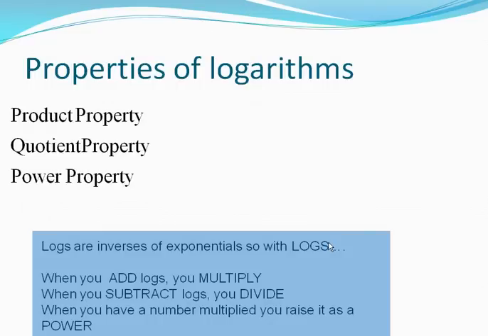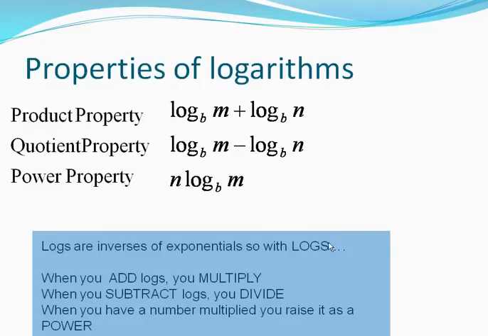Here are our properties. The first is called the product property, and that's when, again, addition goes with multiplication. So if you see right here, the m is being added to the n, so we'll actually multiply the m and the n. The addition should tip you off that you're going to multiply, m times n.